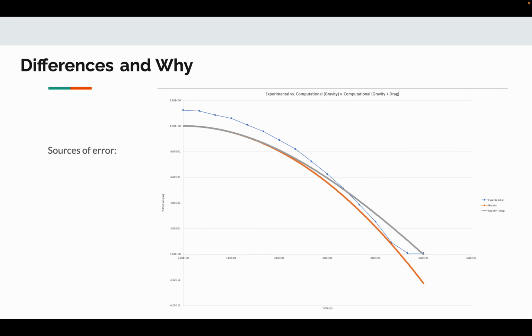So in this graph, I plotted the experimental data, the just gravity computational model, and then the gravity and drag model. And you can see that the gravity model fell the fastest because there was no drag in play. And then the experimental model was next, and then the gravity and drag. And I think that some sources of error could be that my drag coefficient was off. It was just a rough estimate. And also my experimental model was a little off because I started the eraser too high above 1 meter.